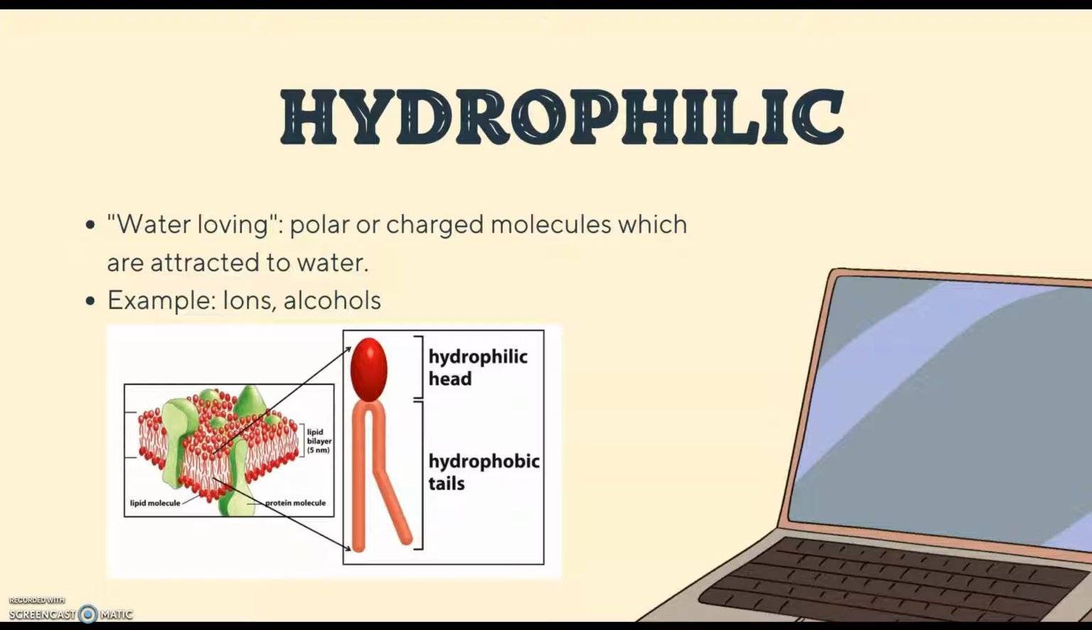So to break it down a little bit more, hydrophilic, it's water-loving, polar or charged molecules which are attracted to water. As you can see, the hydrophilic head is at the top, whereas the hydrophobic is on the inside. This allows the lipid molecules to connect with water easier. And the lipid bilayer is about 5 nanometers. And you can see the big green molecules as the proteins.